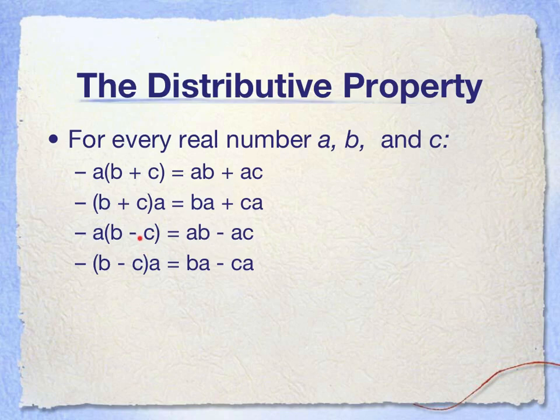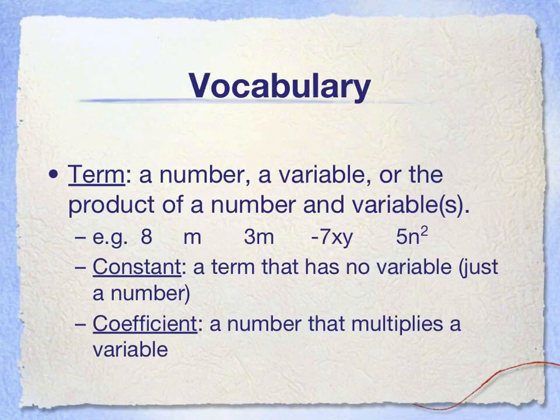And the same is true if you have subtraction. The distributive property works the same way. You just have to really be careful, especially if that A value happens to be negative. You want to watch as you're distributing those signs.